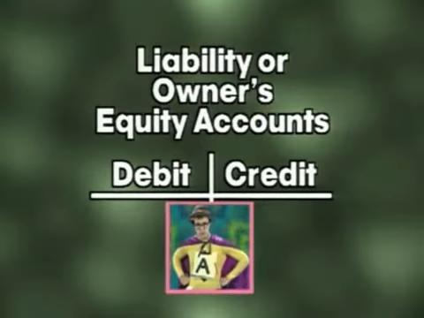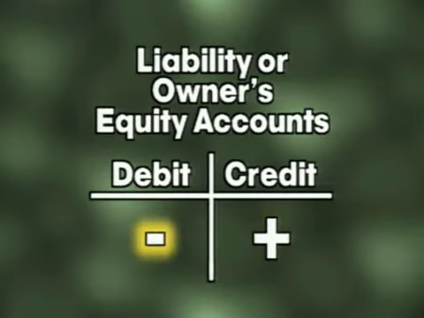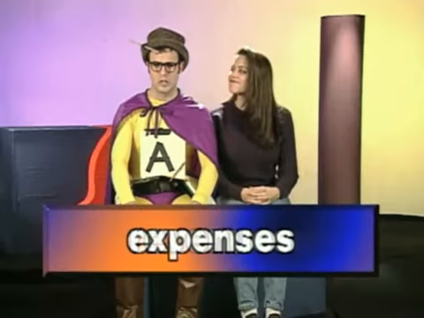It's exactly the opposite for liability and owner's equity T accounts. To increase a liability account or an owner's equity account, credit it. To decrease a liability or owner's equity account, debit it. This can again be seen with the plus and the minus on the screen representing an increase and decrease. Now I want to discuss the 2 remaining account types, revenues and expenses.